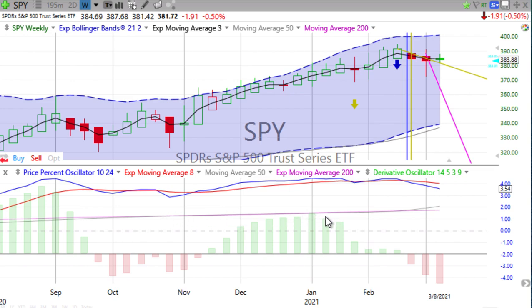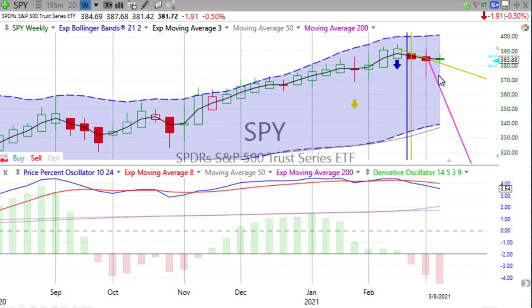For those of you who don't use TC2000, here's the indicator setup. People write me all the time wanting to know what our indicator setups are. I'm like, well, do you follow the show? They're right there on the screen. The two big ones are the price percent oscillator at 10 and 24 and derivative oscillator at 14, 5, 3, and 9. Nothing secret about that. We set that up with an exponential moving average of an 8 period on all of our charts, and Heiken Ashi candlesticks and Bollinger Bands. And you can see the settings on the Bollinger Bands. And you can see the moving averages that we use.